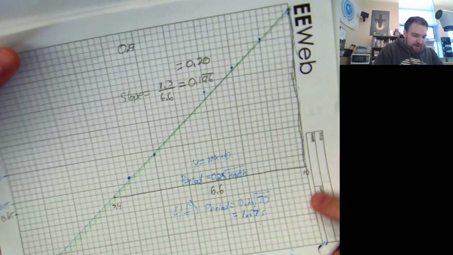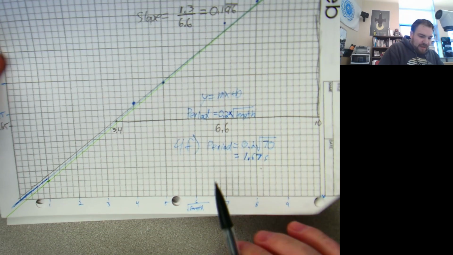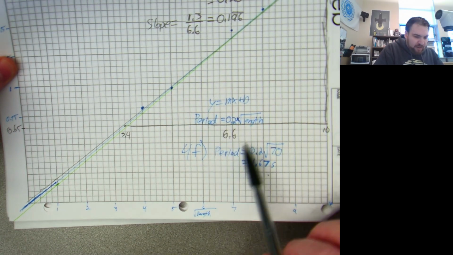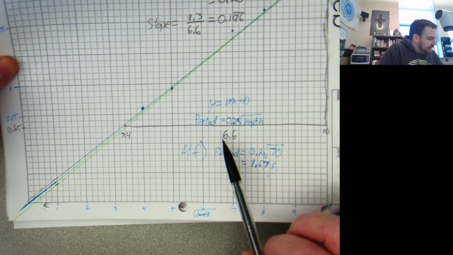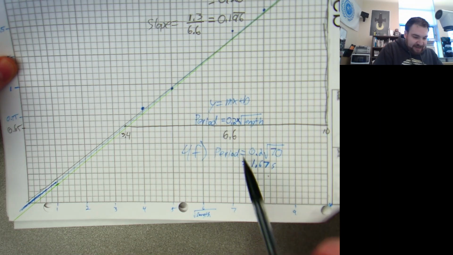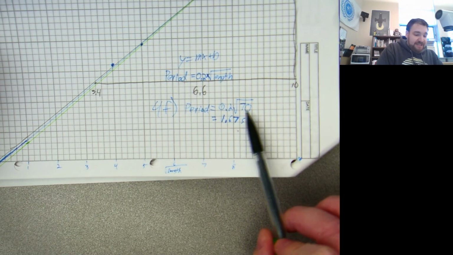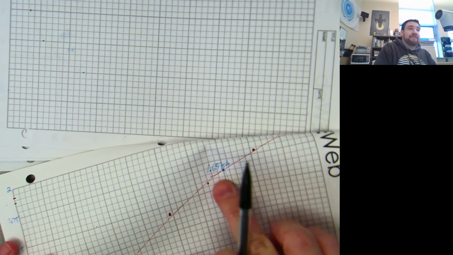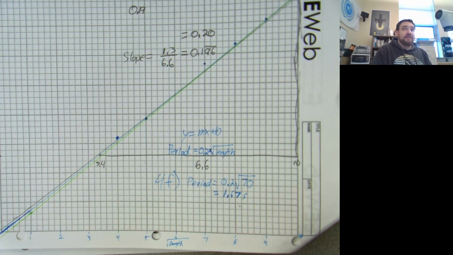I can do the same thing over here and I can say, okay, well, if I take a look at my new equation, according to your equation, what would the period of a pendulum 70 centimeters long be? I take my length, 70 centimeters, I plug it in there. So the square root of 70 times 0.2 is 1.67. Using my first graph, I got 1.65. Using my linearized graph, I got 1.67.